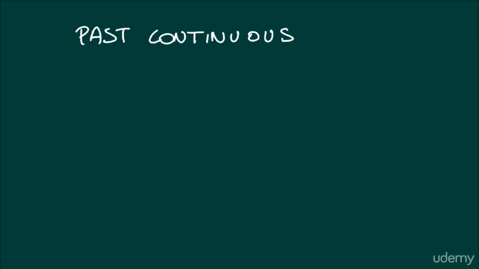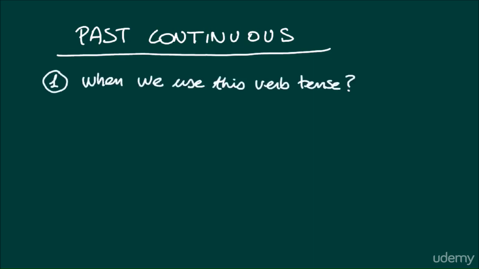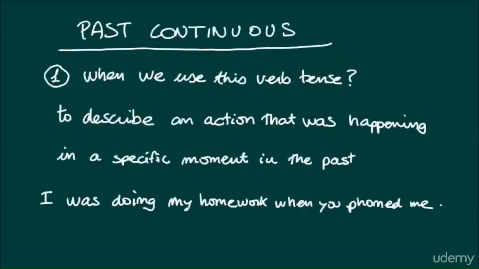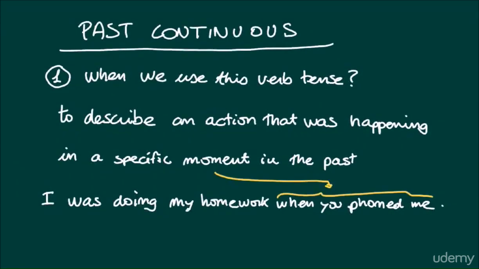Past continuous. Hi, I'm going to show you how to use the past continuous tense, a very useful tense when we want to say things happening in the past. Remember that in each verb tense we must know three things. 1. When we use this verb tense. We use past continuous when we want to describe an action that was happening in a specific moment in the past. For example, I was doing my homework when you phoned me.